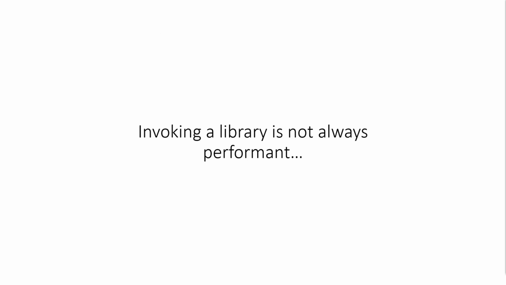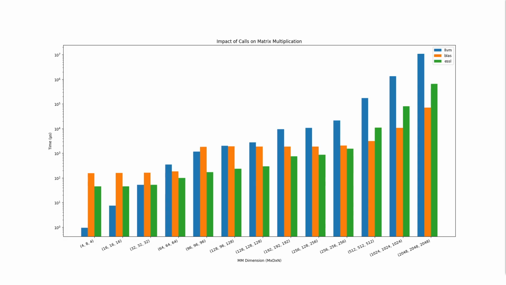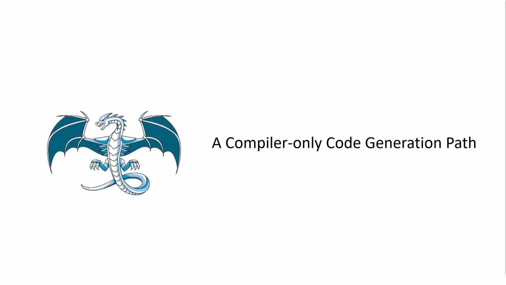That being said, invoking a library is not always performant. We can see that for very small matrices, and for quite a while, LLVM's O3 code either beats libraries or is very close to it. It's not until large matrices that we start seeing a significant difference from the libraries. So therefore, we look towards a compiler-only code generation path.